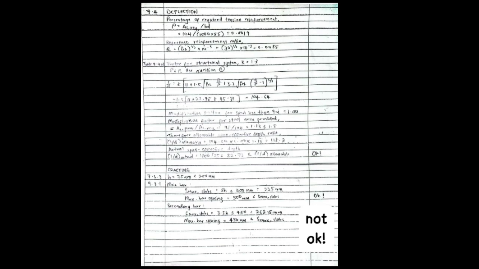The last one is cracking. Slab thickness equal to 75 mm smaller than 200 mm. For the main bar, the cracking is okay because the maximum bar spacing is 500 mm smaller than the spacing maximum for slabs. And for the secondary bar, the cracking is not okay because the maximum bar spacing is 450 mm greater than the spacing maximum for slabs.